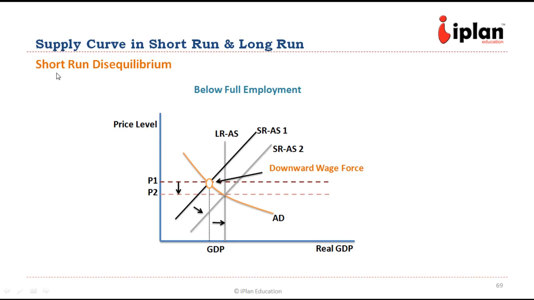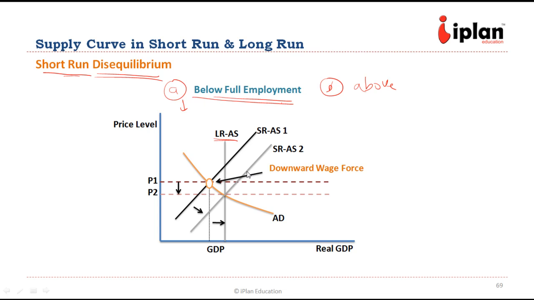Now let us look at the short run disequilibrium and how it comes back to the equilibrium position. There are two cases. First is when we are running below full employment level, below the long run aggregate supply curve, and the second case is above, when we are producing more than the potential real GDP. So let us look at the first case.